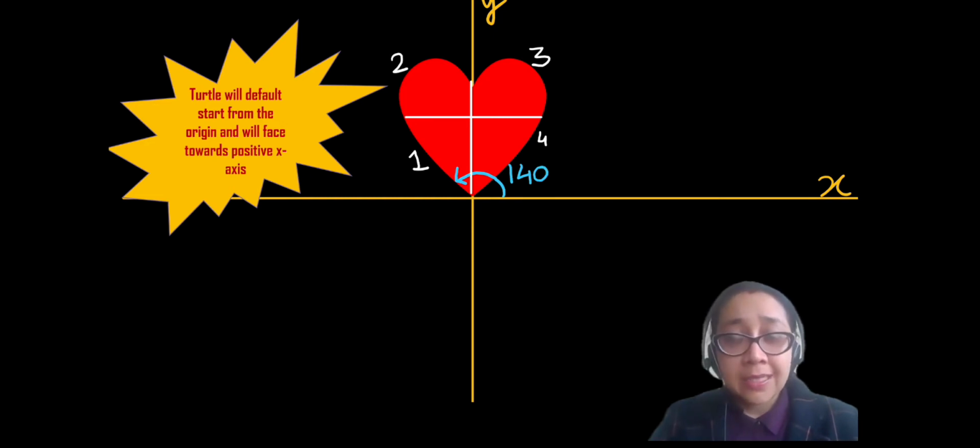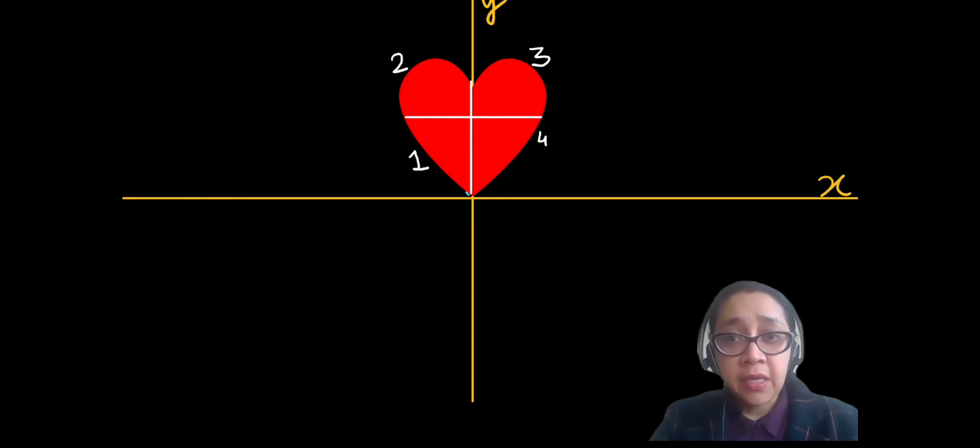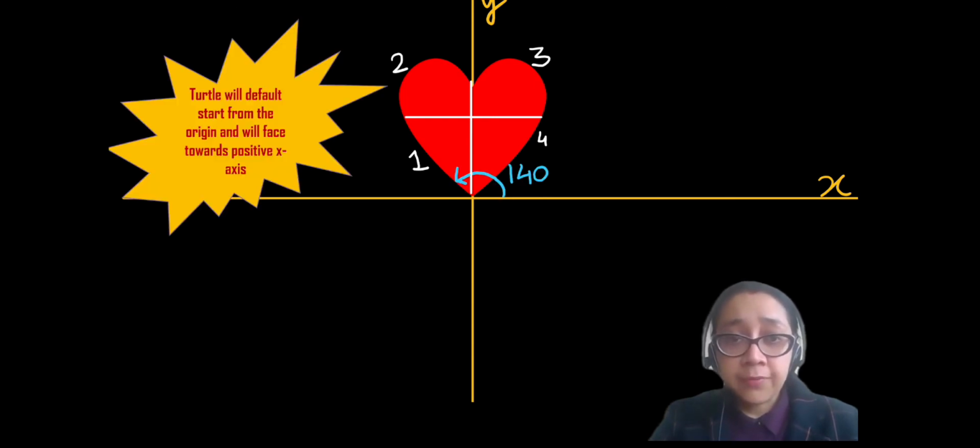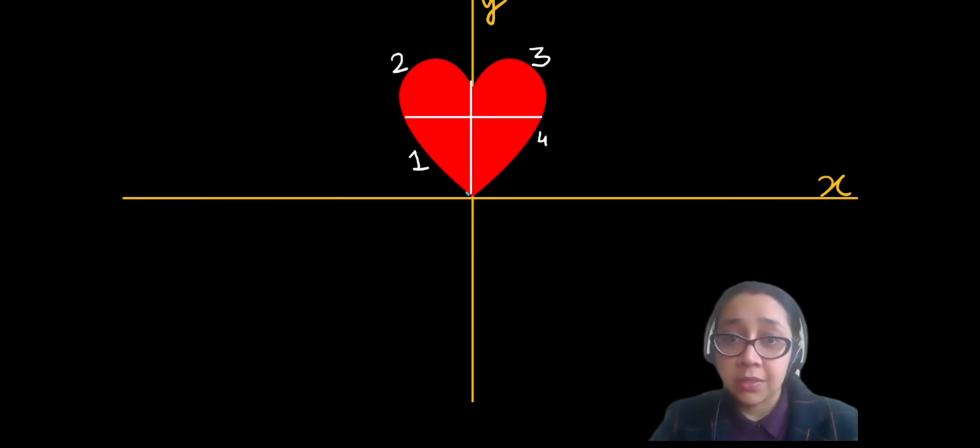And you can ask how can I understand it as 140 degrees? Yes, I can understand it through the trial and error method. So after drawing the first, turning the turtle, then I have to move forward a certain distance.